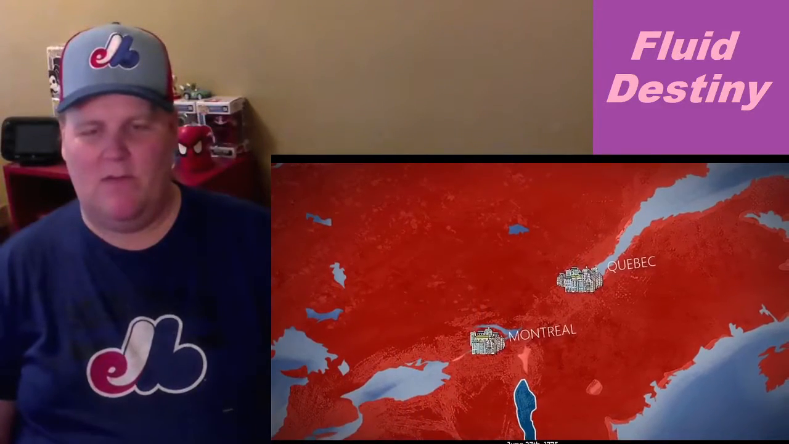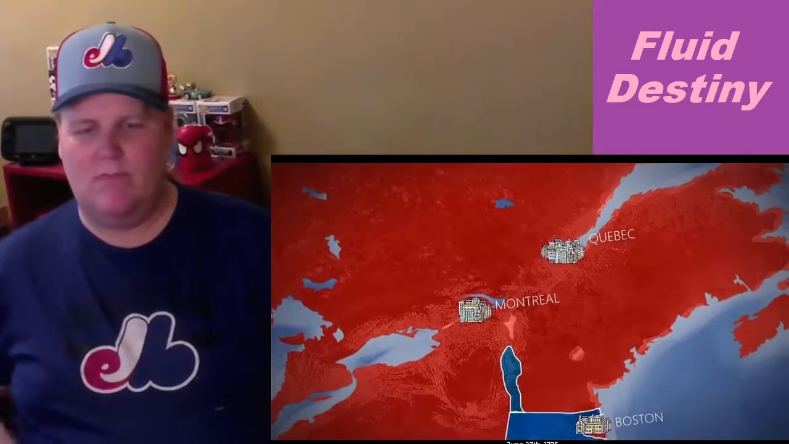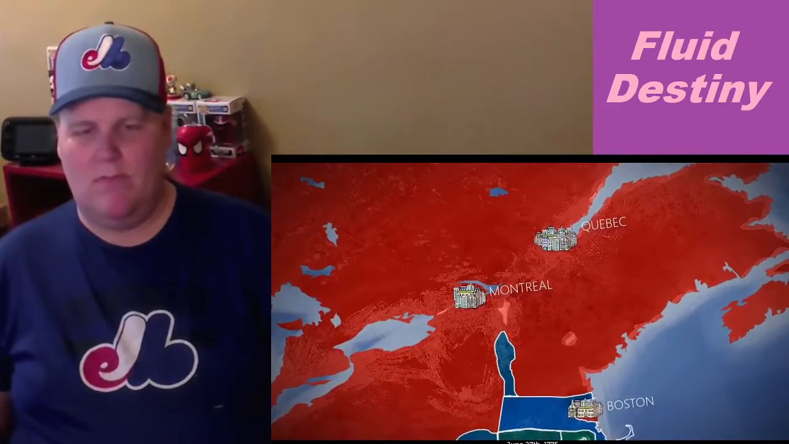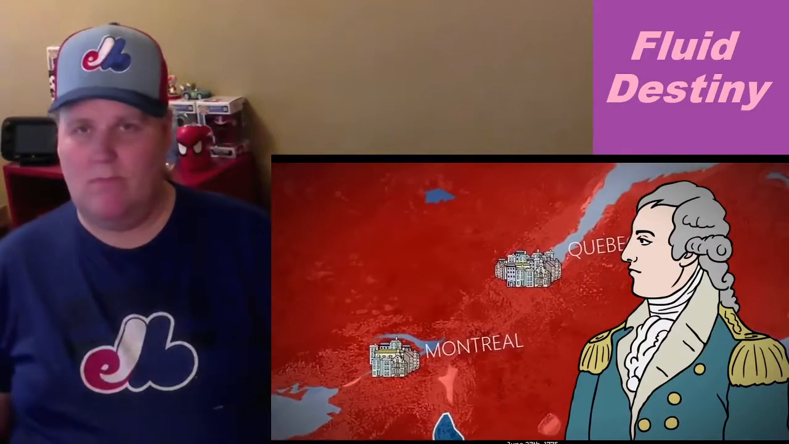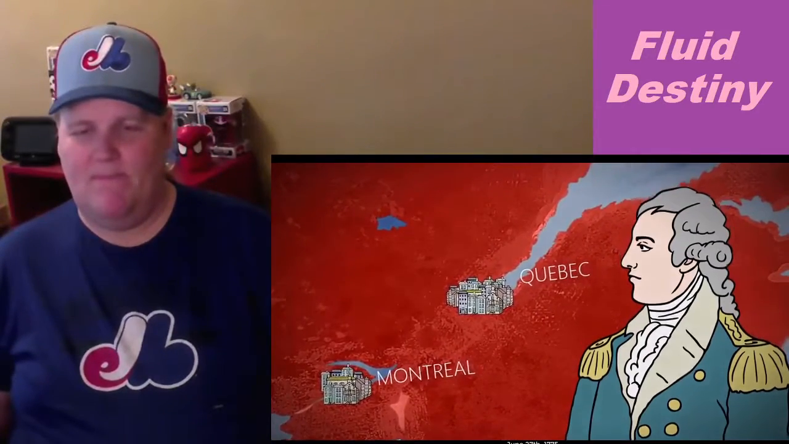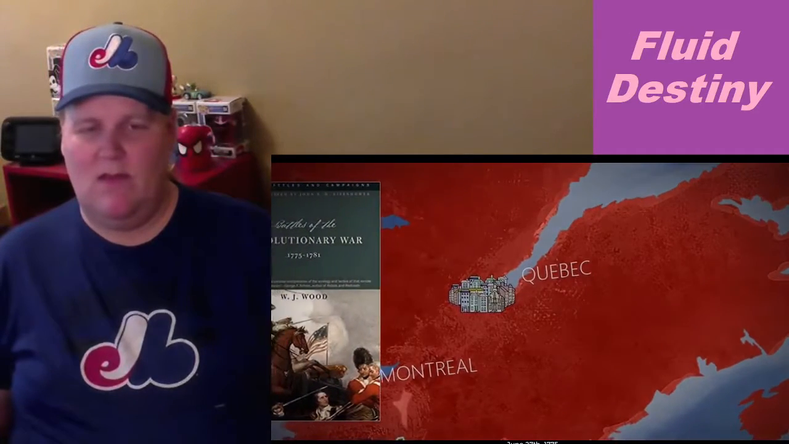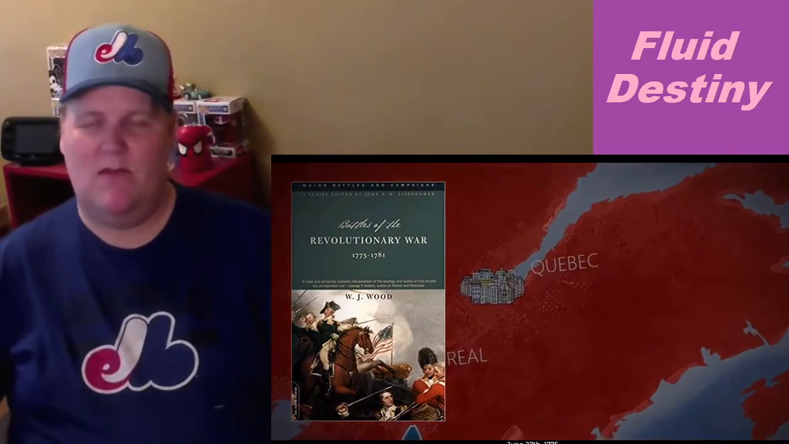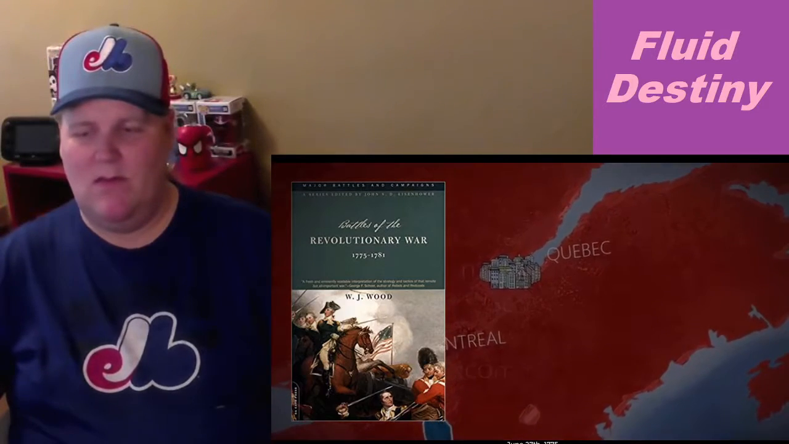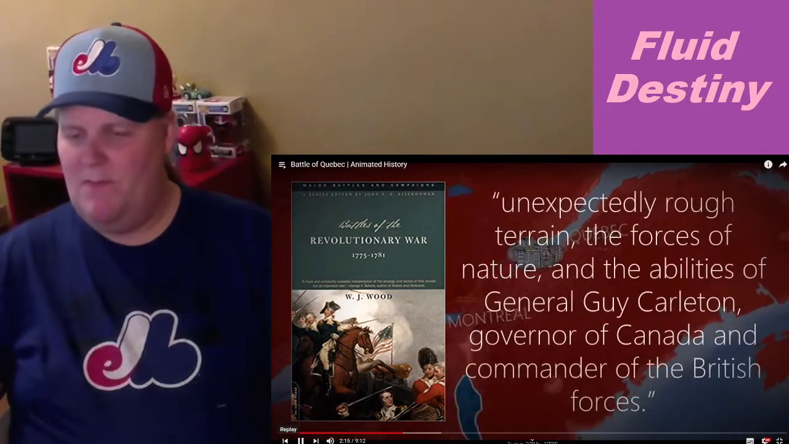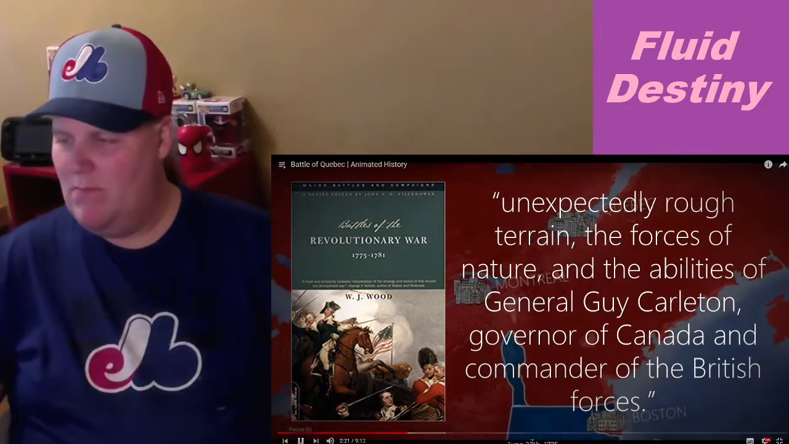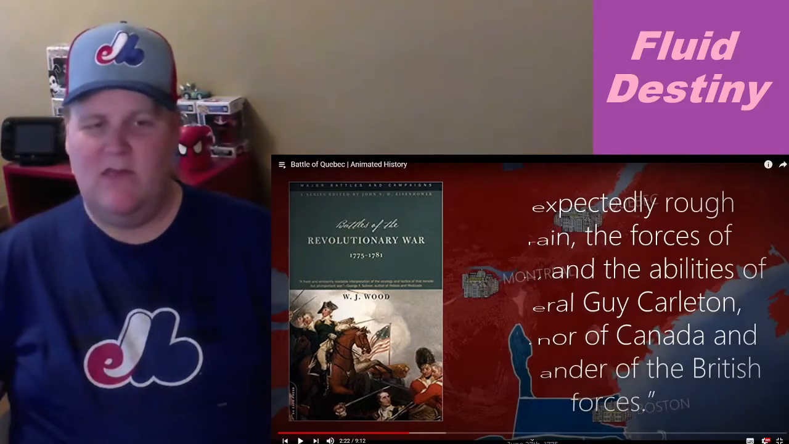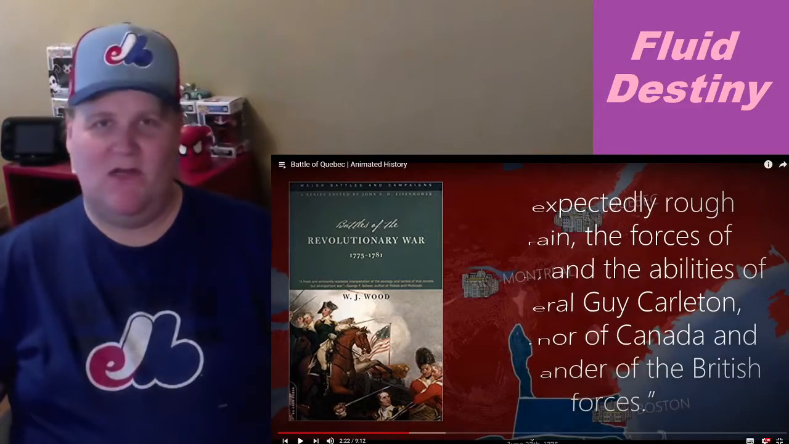The Continental Congress saw this moment as the perfect opportunity to strike. They dispatched Brigadier General Richard Montgomery to seize Montreal and make his way east. How they expected to do this with just 1,700 men is beyond me. W.J. Wood, author of Battles of the American Revolutionary War, 1775 to 1781, outlined 3 other problems with the impending invasion: unexpectedly rough terrain, the forces of nature, and the abilities of General Guy Carleton, Governor of Canada and commander of the British forces. This invasion was pretty much a farce.